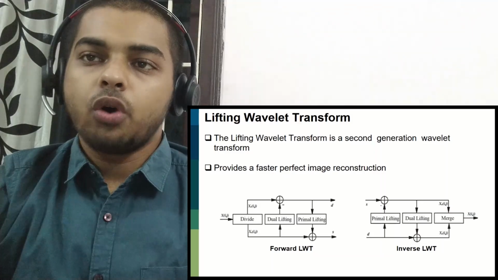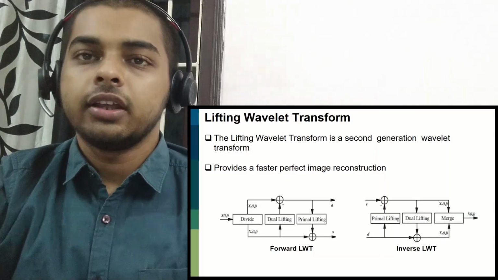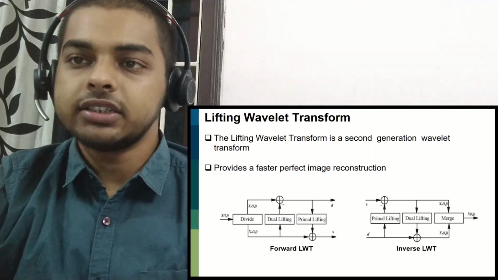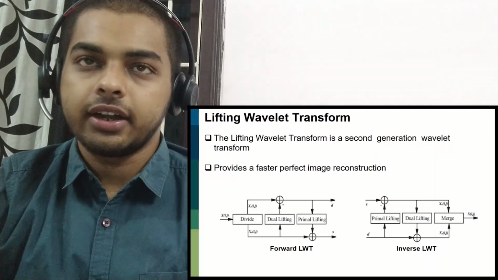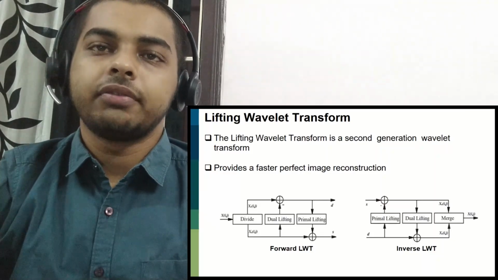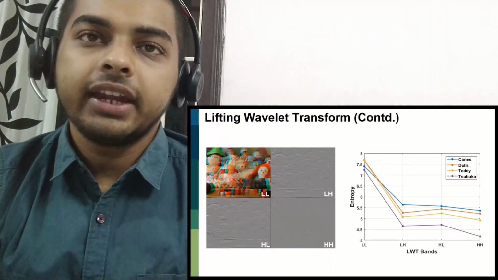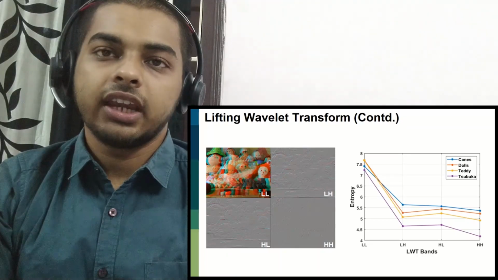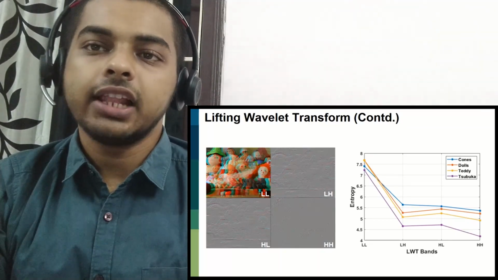And after we do all the processing, we can perform the exact same operations: the primal lifting, after that the dual lifting, and at last the merge, to get the inverse LWT and our original reconstructed image. So here I have depicted one example of lifting wavelet transform. In the left image, I can see that after being decomposed by LWT, the image gives us 4 subbands. One is LL, and the other 3 are LH, HL, and HH.